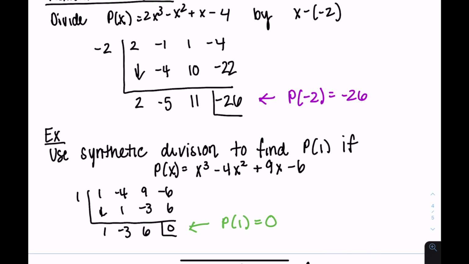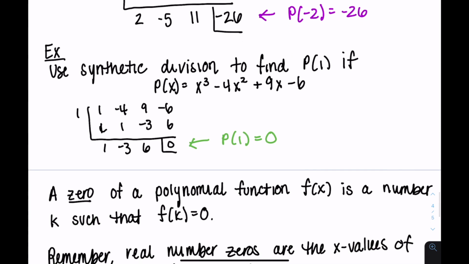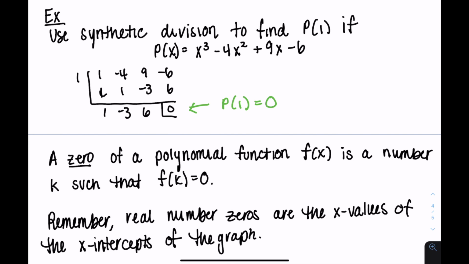So remember, when the output is 0, that's going to be where you cross the x-axis. So it's called a 0 of the polynomial. So the zeros are going to be the x values of the x-intercepts of the graph. So this is going to be important because this is going to help us with graphing, and it's going to help us with being able to factor and get a full picture of these polynomials in the future.